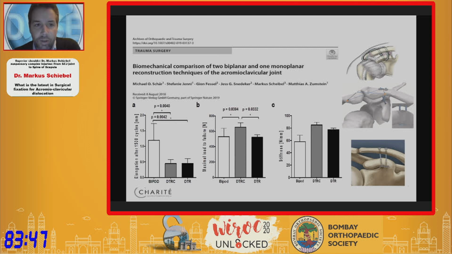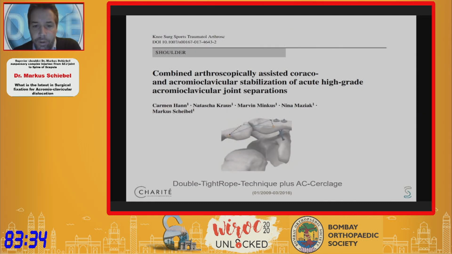And we did this together with colleagues from Bern. And we could see that the fixation, or the primary stability, is higher if you use an additional AC joint cerclage. So from January 2009 until March 2016, we used a double tightrope technique plus an arthroscopic AC cerclage. And as you know, if you do a technique for almost 7 years, the technique works pretty well. And so we were happy with this technique.